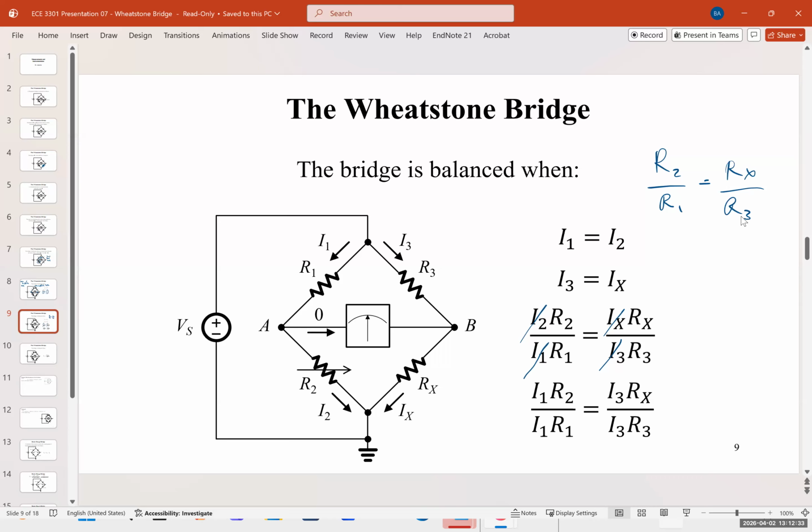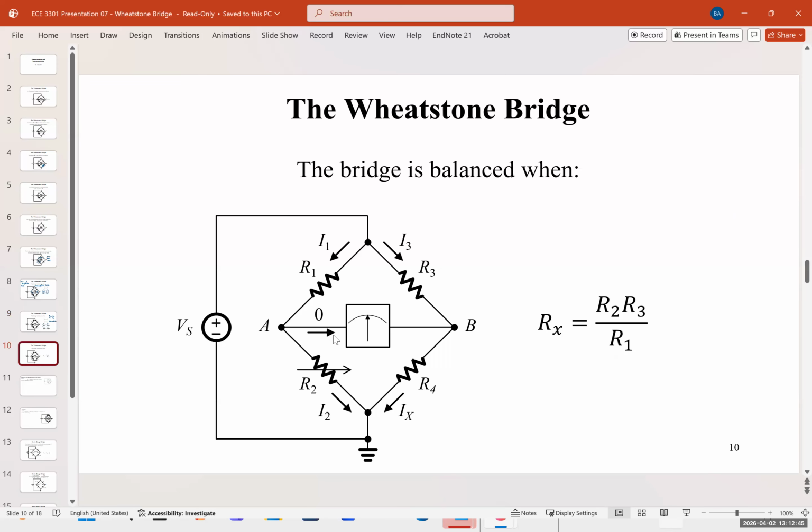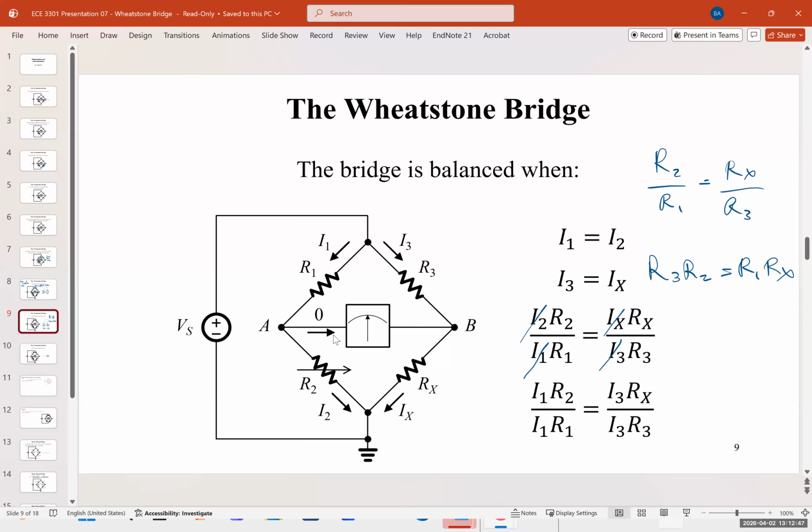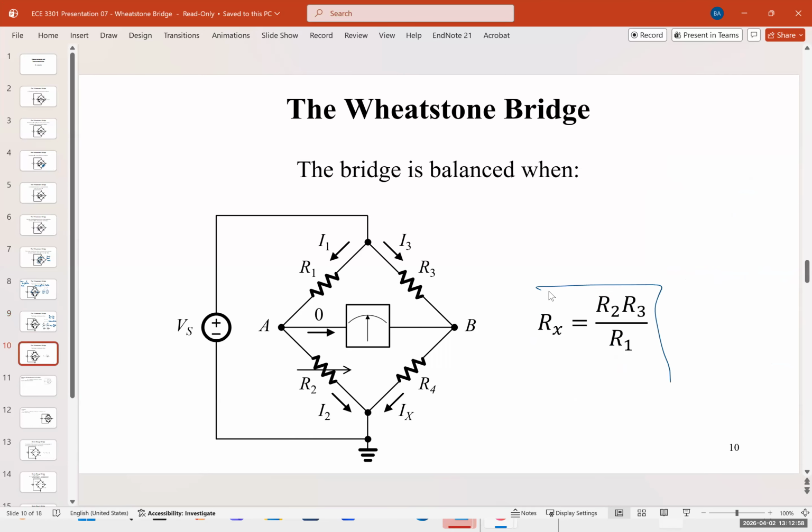In other words, R3 R2 would be equal to R1 Rx. Or if I just want to find Rx, it would be R2 R3 divided by R1, which again gives us the unknown resistor. So Rx would be equal to R2 R3 over R1.